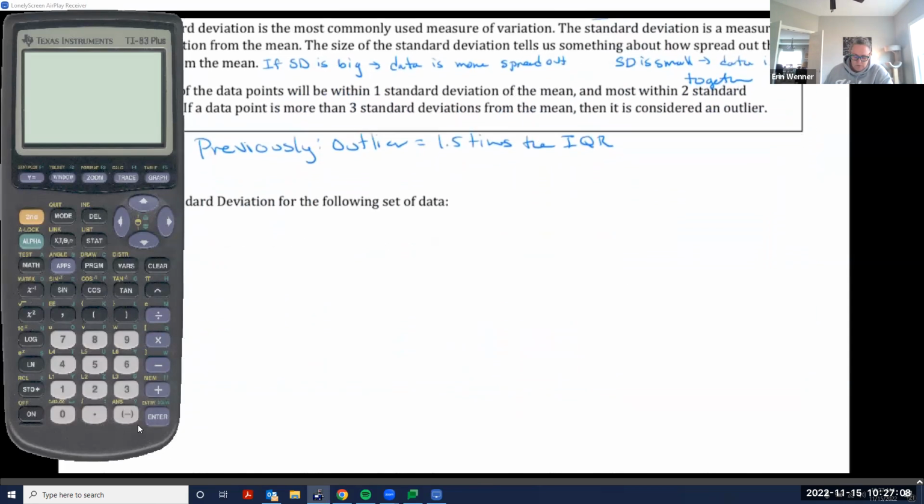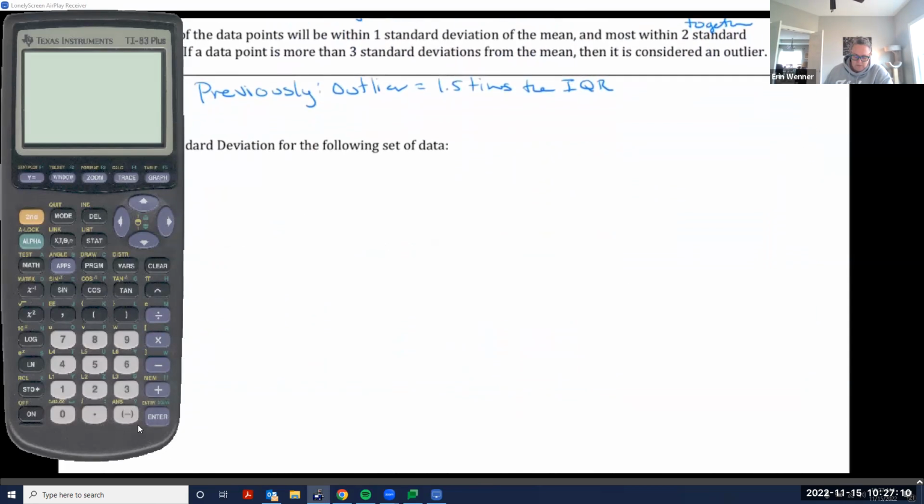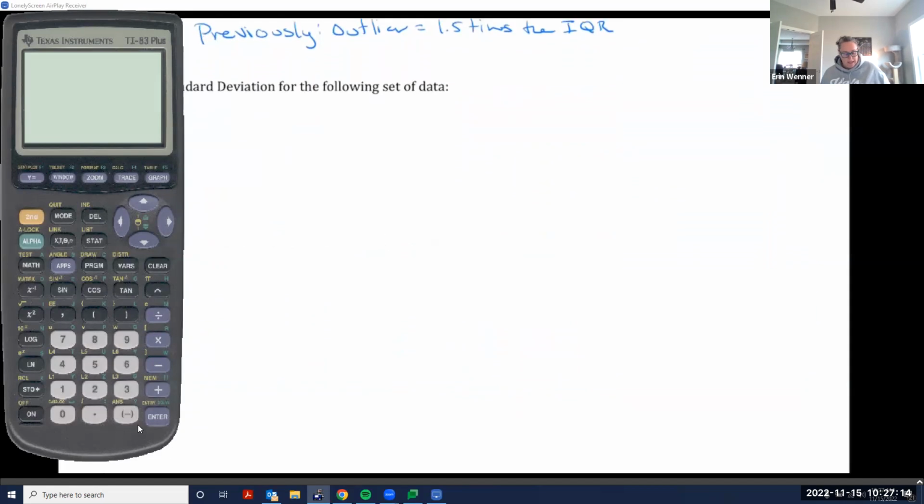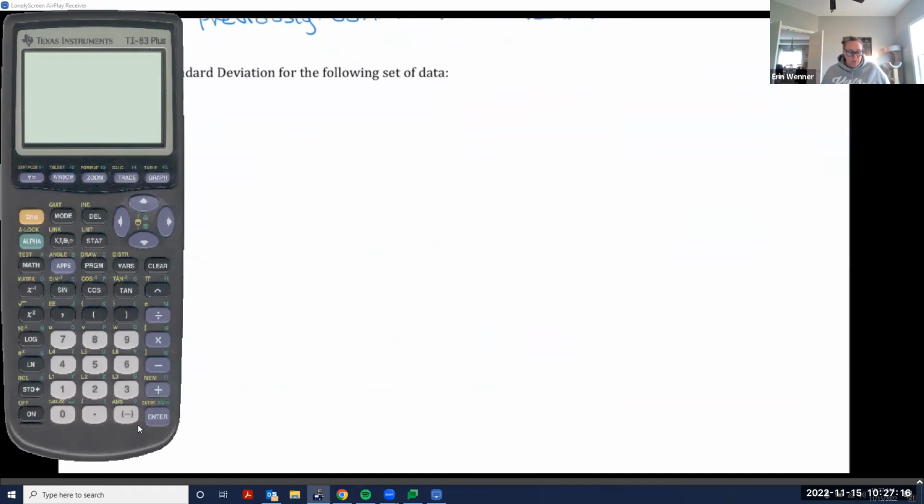So we're going to practice finding the standard deviation for the following set again. I'm going to have us do this by hand because it's helpful in order to understand this, but this will be the last one that we do by hand. Remember, to find the standard deviation, we first have to start by finding the mean. So I want you to take a minute and find the mean.